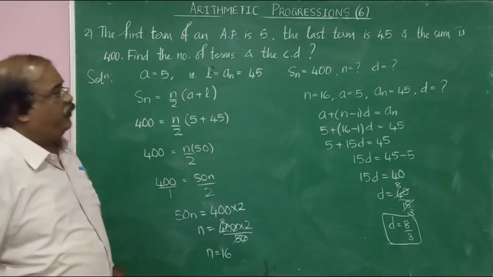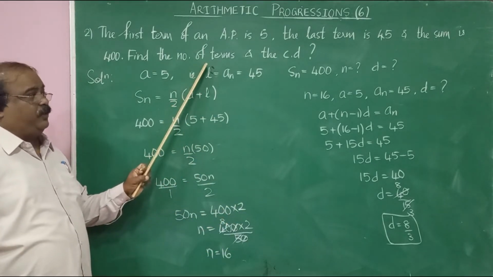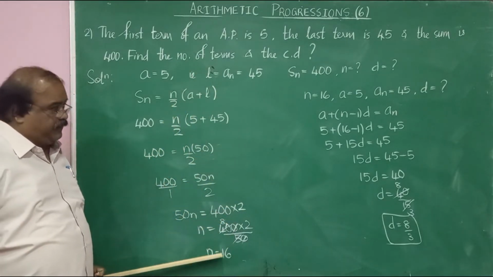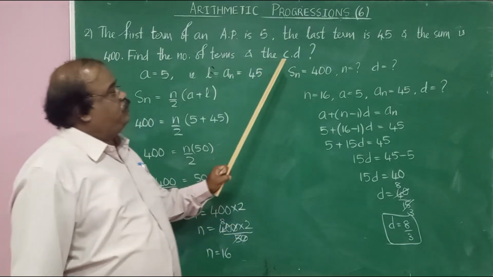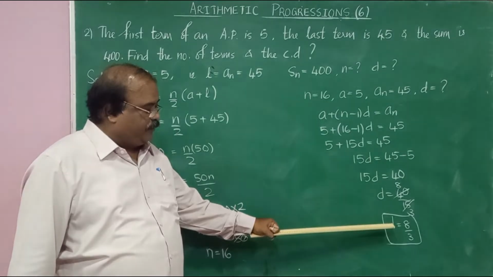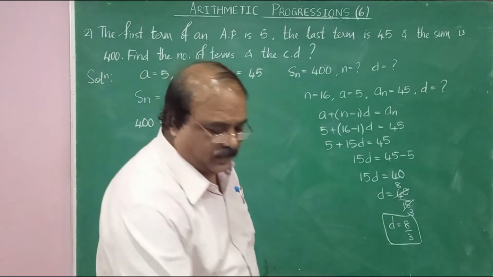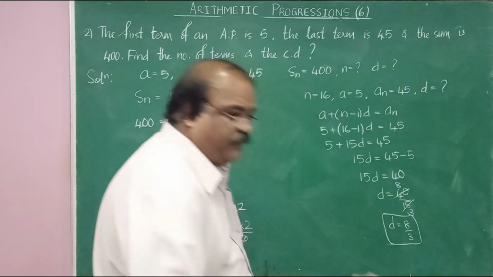I have found out the value of n. I asked you to find the number of terms. Number of terms is 16. I also asked you to find the common difference. What was the common difference of the arithmetic progression? It was 8 upon 3. So the common difference in this particular sum was a fraction.